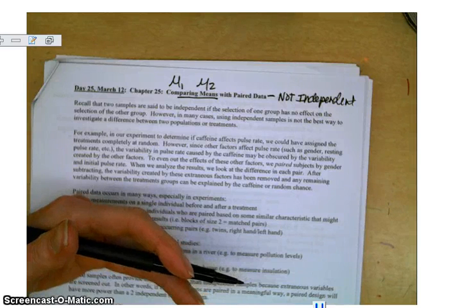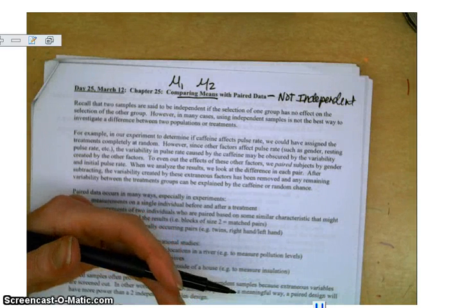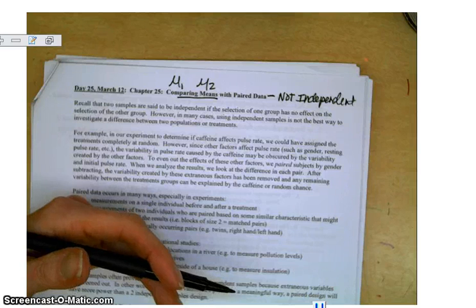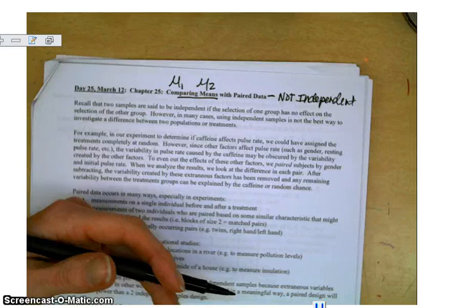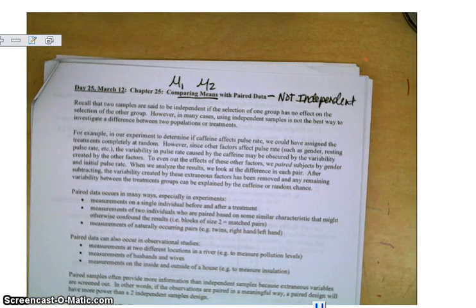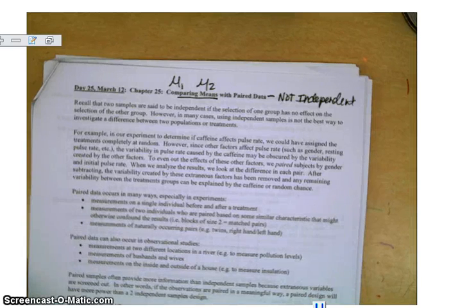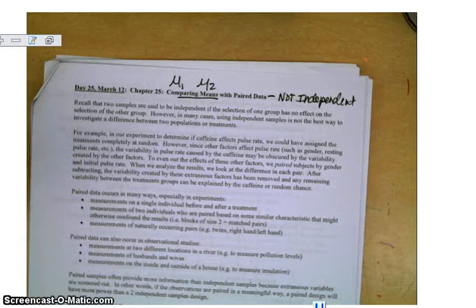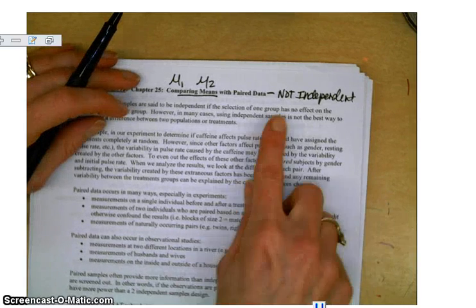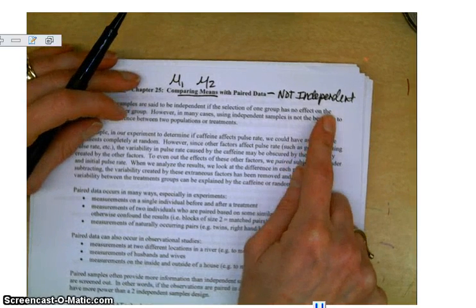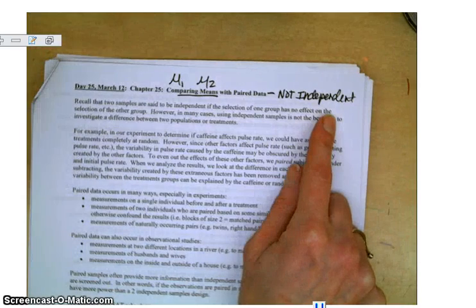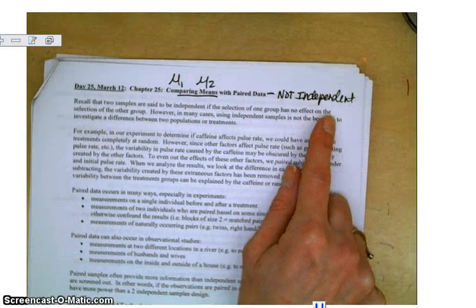So maybe they want to test whether a certain type of acne lotion works. They might have you try the old type for a while and then wait and then try the new type, or do one on each half of your face. That is a very effective way to test things, but it takes away the independence. Okay, it takes away independence. But that's fine. We can still use it to prove things.